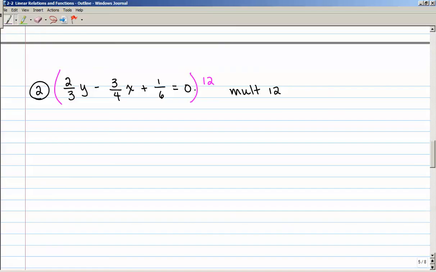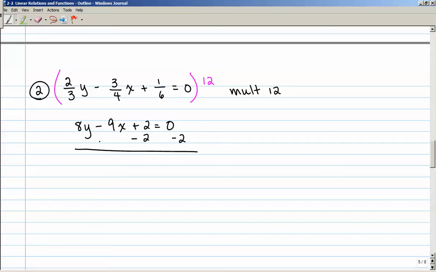2/3 times 12 gives me 8y. 3/4 times 12 gives me 9x. And 1/6 times 12 gives me 2. Okay. So I'm pretty close here, but I need to move that 2 to the other side. So I think I'll go ahead and do that.